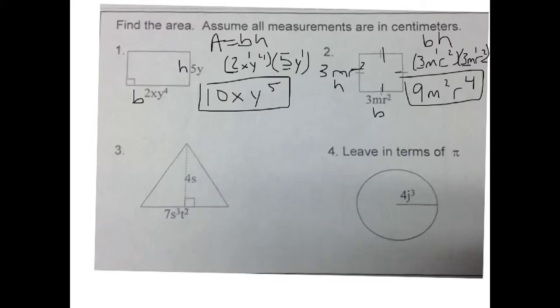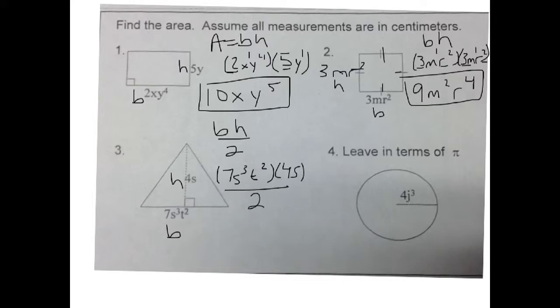Next figure here is a triangle, and the formula for triangle is 1/2 base times height, or base times height divided by 2. So either one of those works. I think let's function under base times height over 2. So this is base, that's height. So our base is 7s3t2 times the height of 4s all over 2.